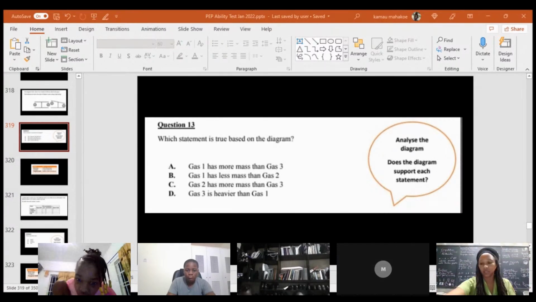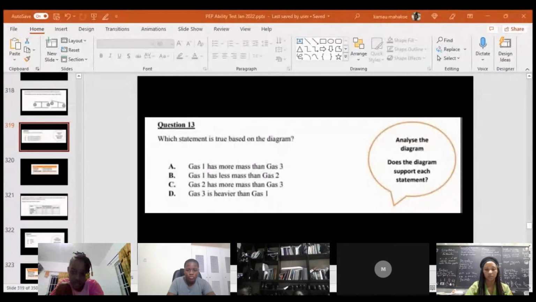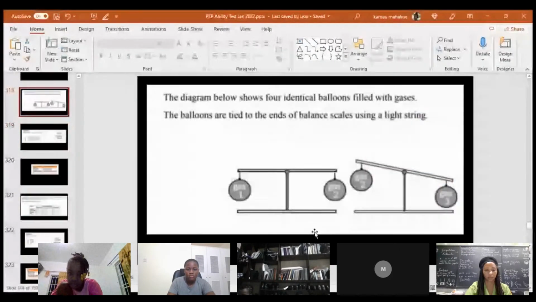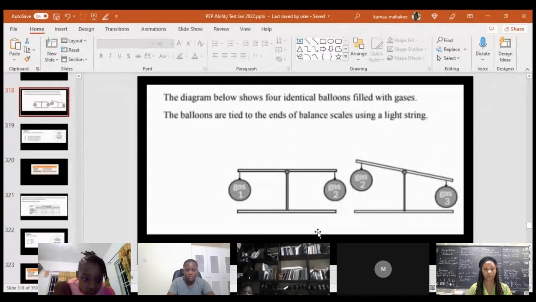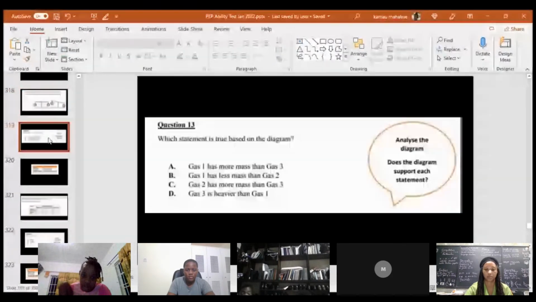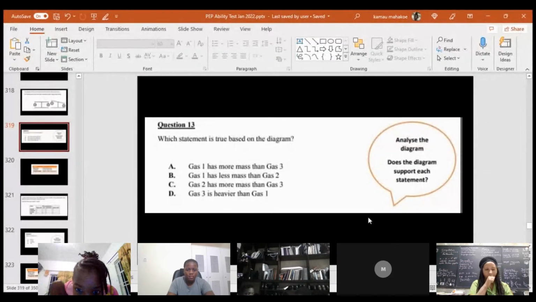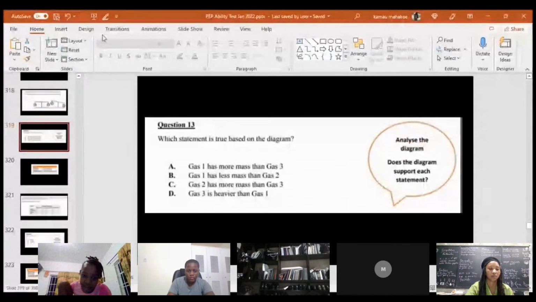Can you go back to the diagram, please? Hold on. Okay, miss. Miss, it would be D, miss? What does D say? Gas 3 is heavier than gas 1.